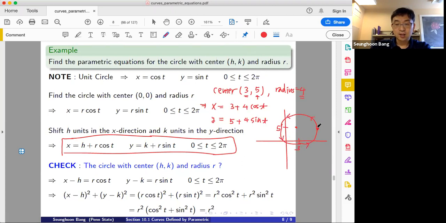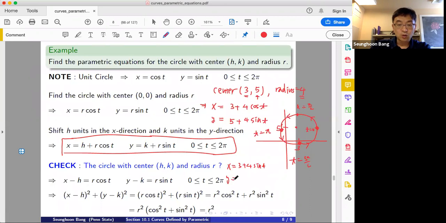So in this case, this point, t is 0. This point, t equals pi over 2. This point, t equals pi. This point, t equals 3 pi over 2. So like this, you can use the counterclockwise direction. That's right. So one more question. x equals 3 plus 4 times the sine of t.